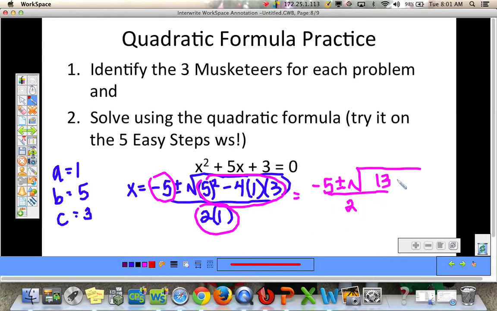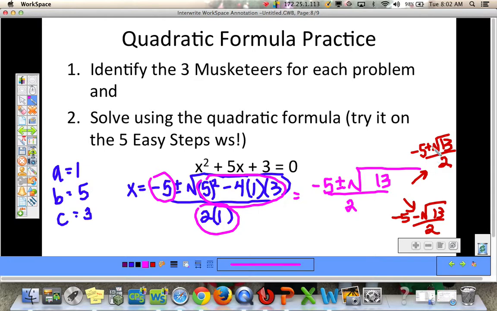Now we split it up into our two answers. We had negative 5 plus the square root of 13 over 2, and negative 5 minus the square root of 13 over 2. And we're going to practice simplifying radicals tomorrow. So then we're going to solve. We'll just find an approximate answer for each of these.